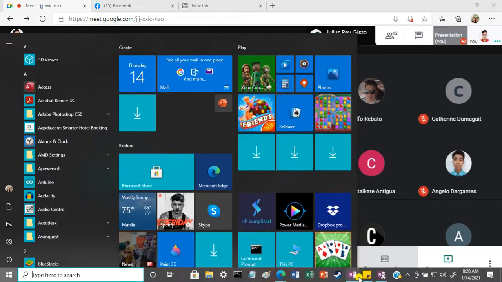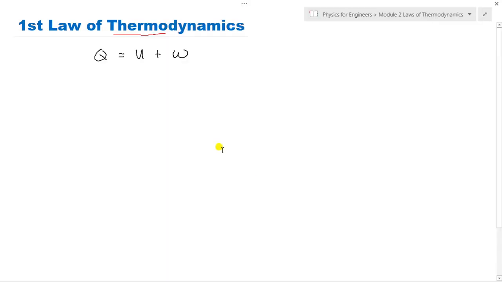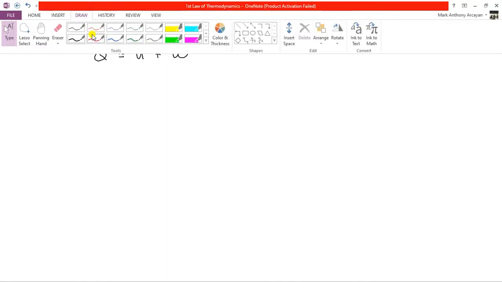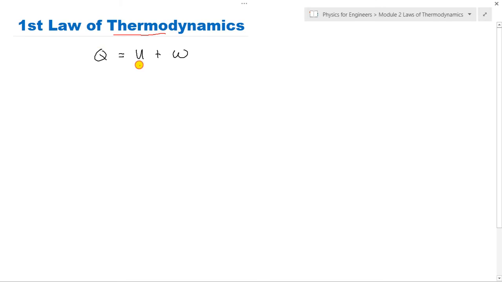So let's start with the internal energy, U. Okay, so U, internal energy, is defined as a function of temperature. So U is equal to the mass of the object times Cv, that is the specific heat at constant volume, times the change in temperature. This is the formula for our internal energy.